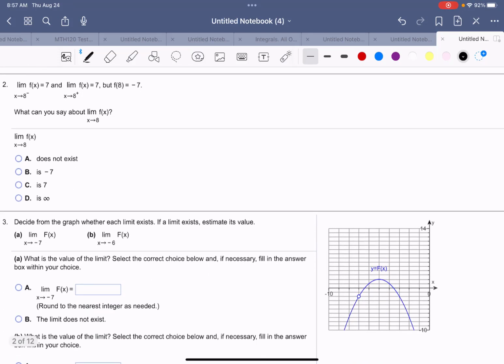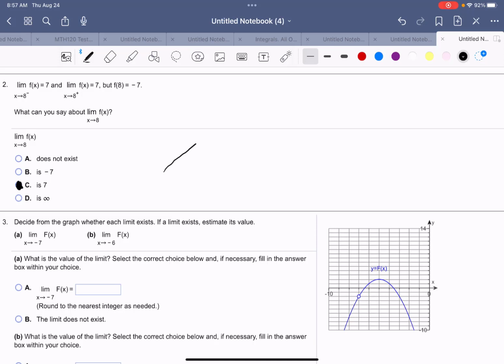Example number two. The limit of f of x as x approaches 8 from the left equals 7, and the limit of f of x as x approaches 8 from the right is 7, but f of 8 is negative 7. What can you say about the limit as x approaches 8 of f of x? Well, the limit is going to be 7 because the function value doesn't have to exist. And here's the reason why.